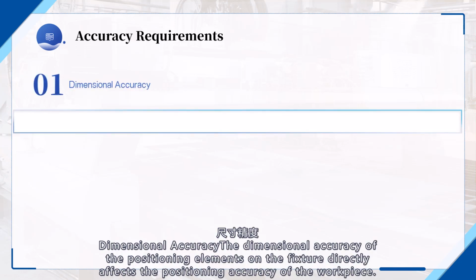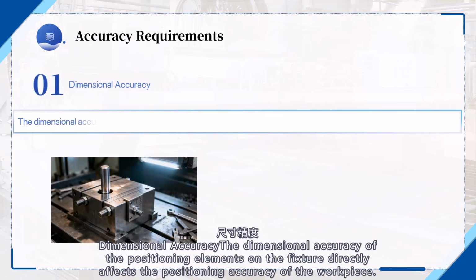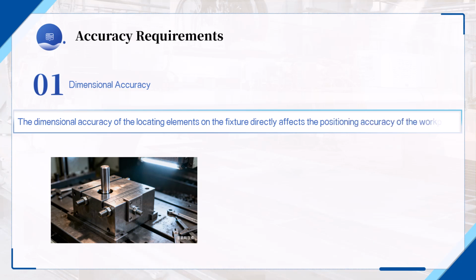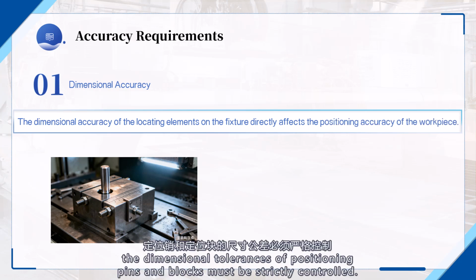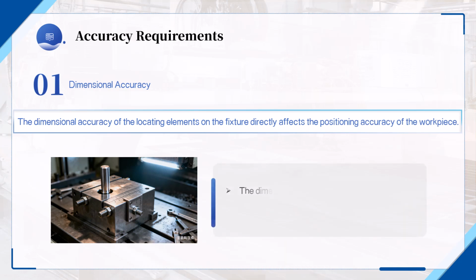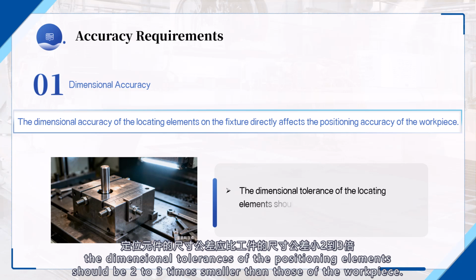Dimensional accuracy. The dimensional accuracy of the positioning elements on the fixture directly affects the positioning accuracy of the workpiece. For instance, the dimensional tolerances of positioning pins and blocks must be strictly controlled. Generally, the dimensional tolerances of the positioning elements should be 2 to 3 times smaller than those of the workpiece.